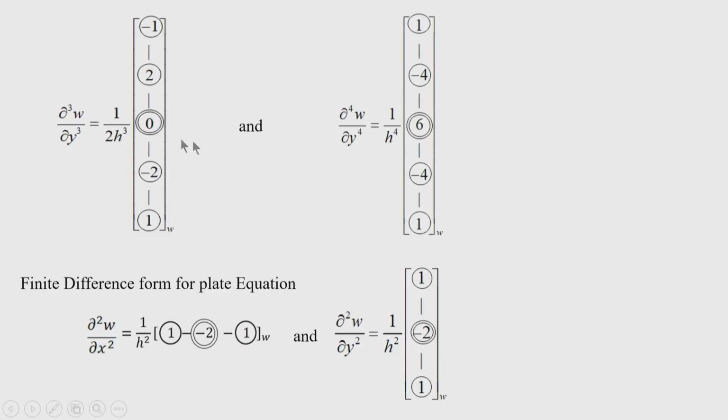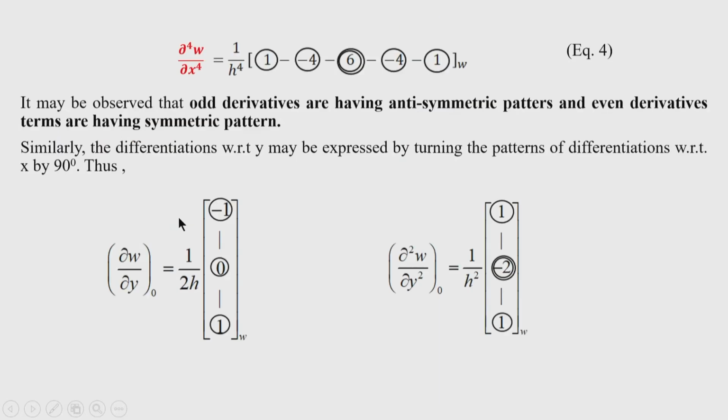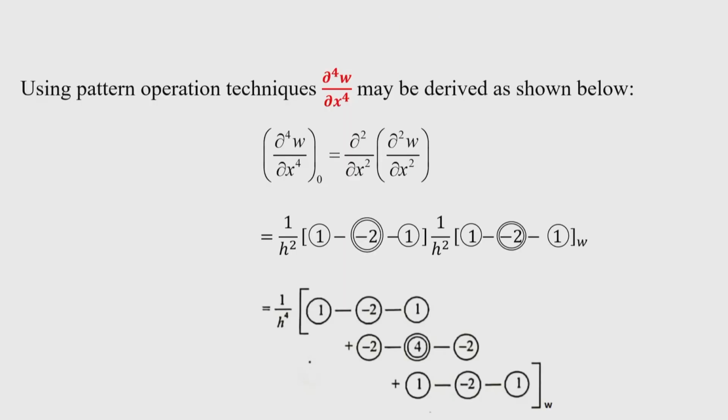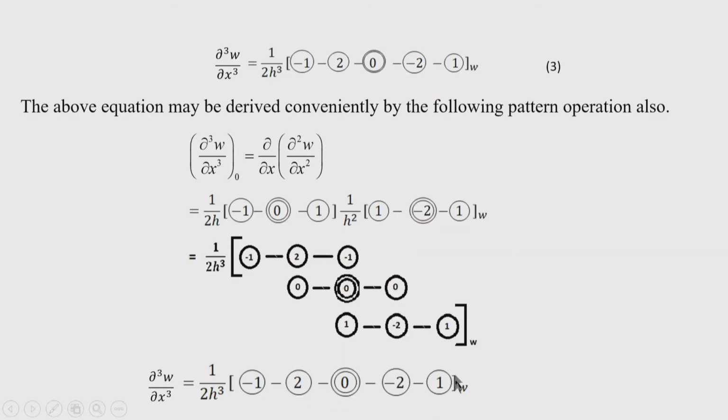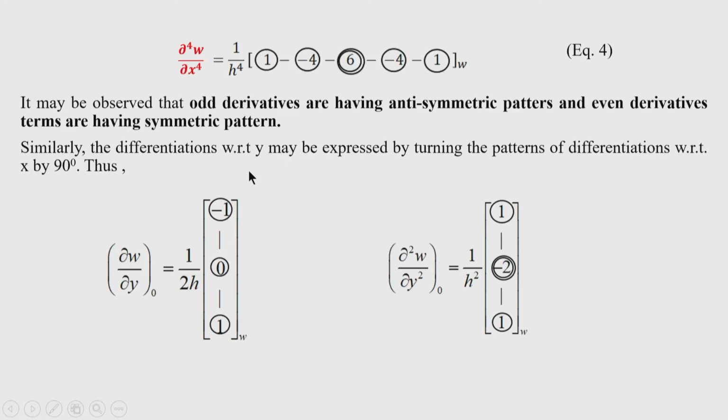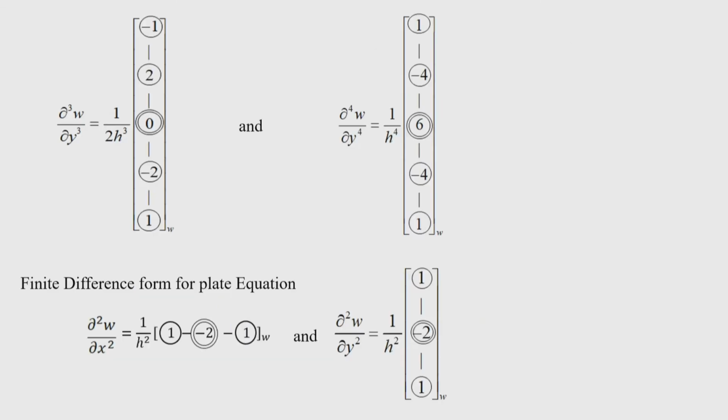Then your third derivative is written accordingly after rotating the stencil of the third derivative. The third derivative stencil is this, just we rotate this 90 degrees and we get the third derivative difference form. Similarly, the fourth derivative difference form is written 1 by h to the power 4, and then the symmetric pattern is also observed along the y direction.